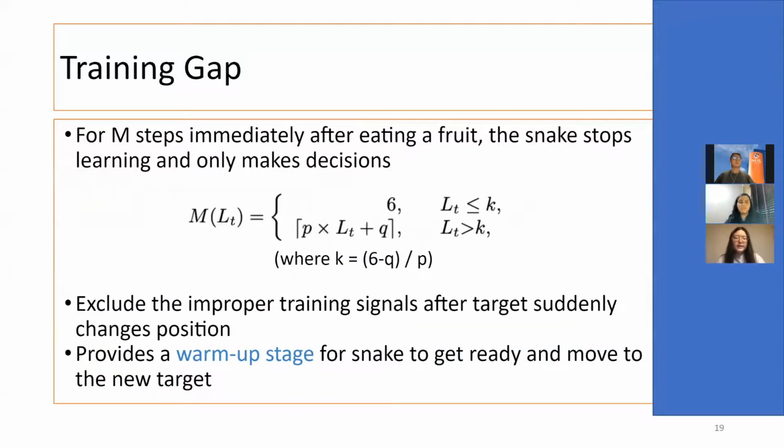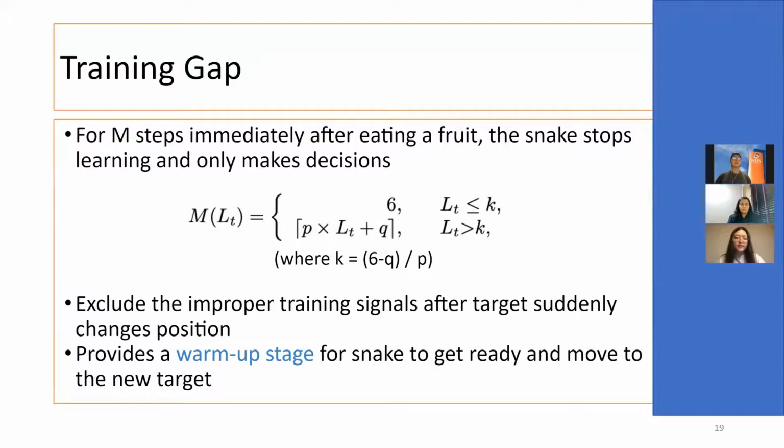Finally, the last mechanism adopted by the authors is called training gap, which means that the snake stops learning and only makes decisions for M steps immediately after eating the fruit. The value of M is determined by the equation below. The intention of the training gap is to exclude the improper training signals after the target suddenly changes position. Also, this strategy provides a warm-up stage for the snake to get ready and to move to the new target generated at the new random position.